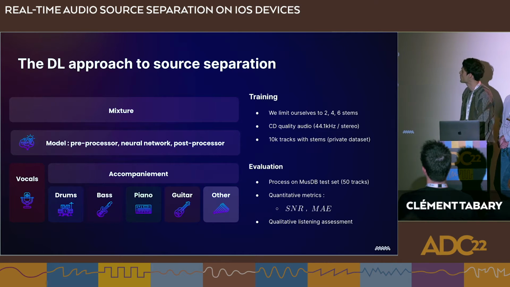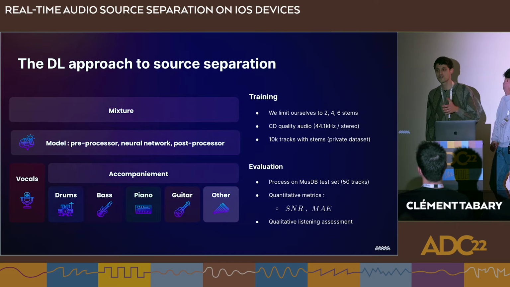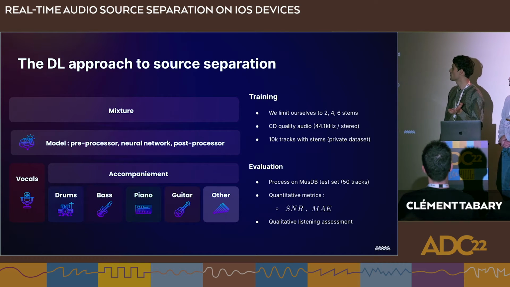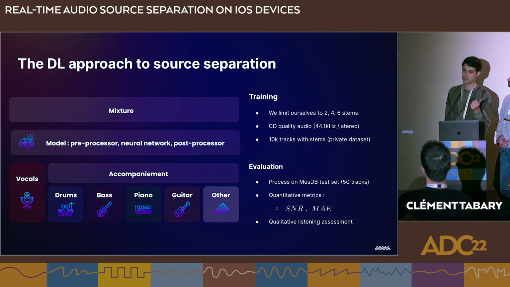So in our case of the training, we collected 10,000 tracks. This is a private data set with the mixtures and the associated stems in CD audio quality and stereo. And we worked in the 6-stem setup that I just told about earlier.